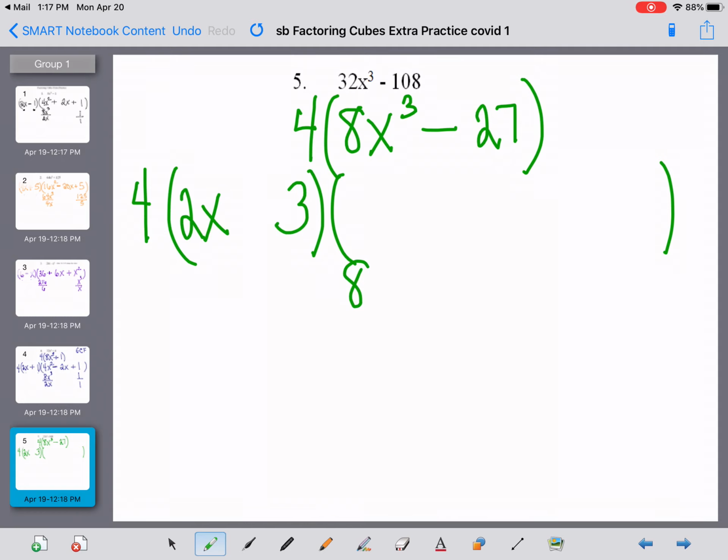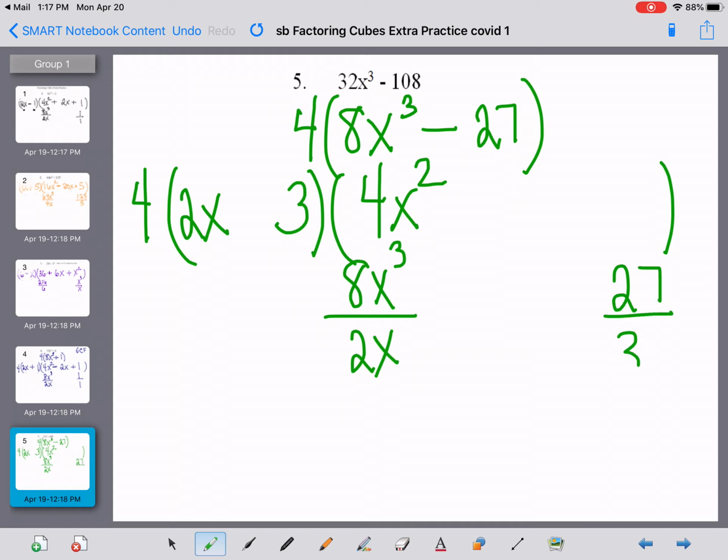And to figure out what goes in here, we're going to take 8x cubed and divide by 2x. 8 divided by 2 is 4. X cubed divided by x is x squared. We had 3 x's, we took out 1. 27 divided by 3 is 9. And then we're going to take 2x times 3 to get the 6x. And now we'll finish by putting in the signs. Same sign. We have a minus to start with in our original problem. Then the opposite of that minus is the plus, and then finally always positive.